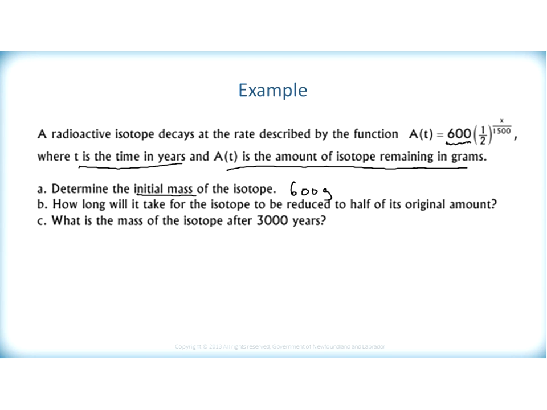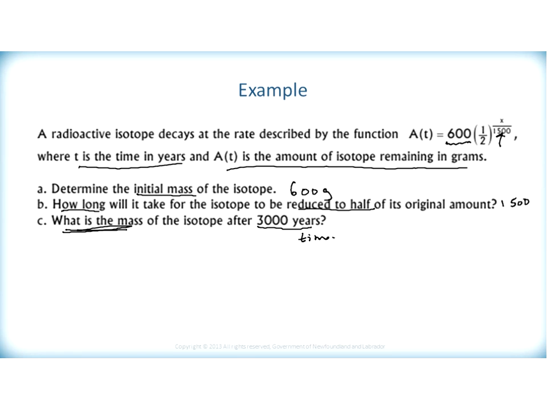How long does it take the isotope to reduce to half? So it's looking for its half-life, and that will be 1500 years. The next question says, what is the mass of the isotope after 3,000 years? So it's giving us time and asking us the final amount.